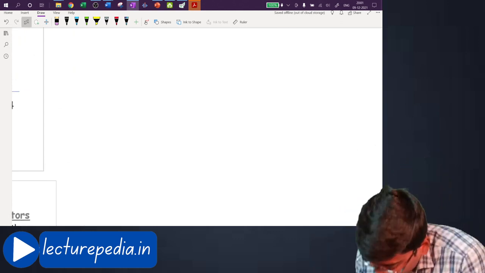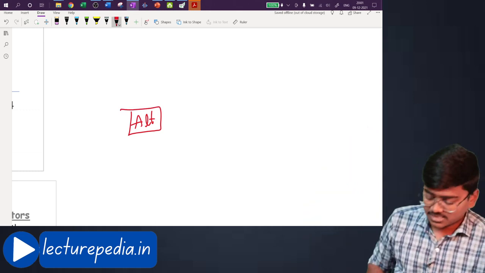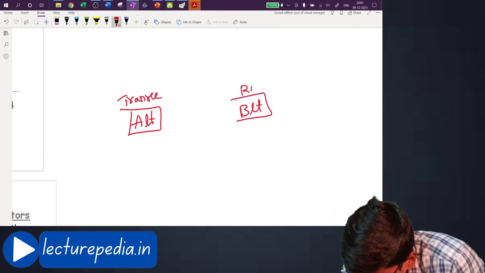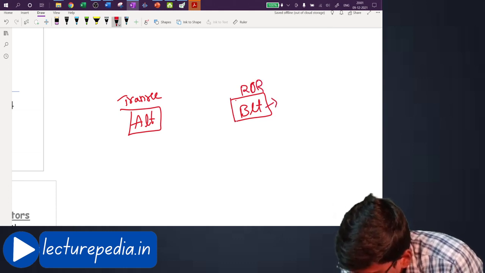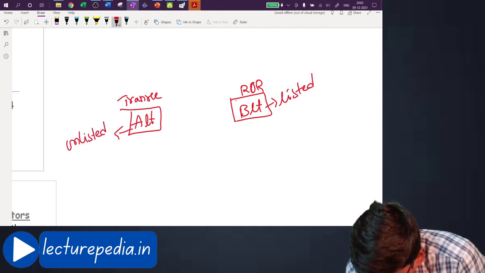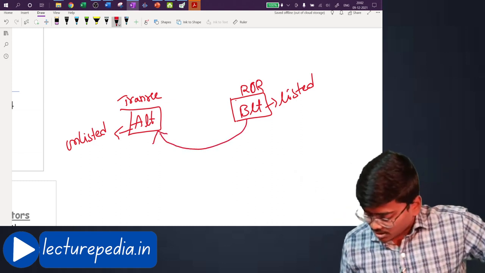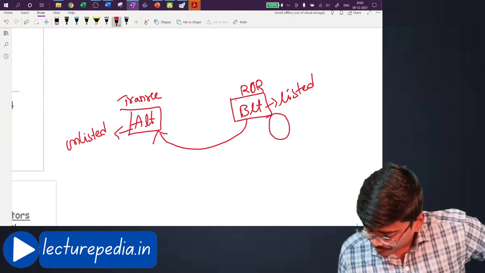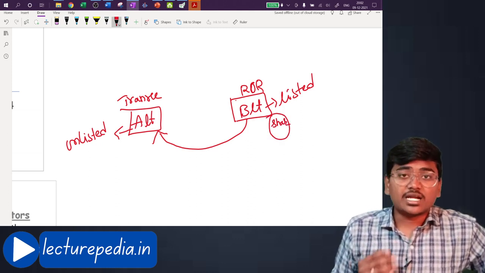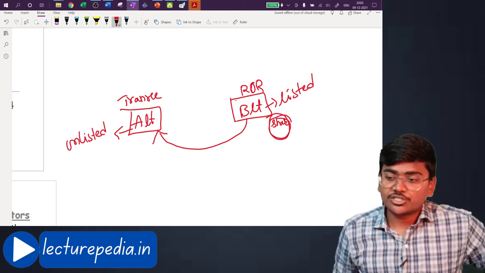Our A Limited, the same example which we have discussed earlier. A Limited is transferee company, B Limited is transferor company, but in this case B Limited is a listed company, and A Limited is an unlisted company. Now A Limited is taking over B Limited. In this case, let's say some of the shareholders of B Limited have not agreed with this amalgamation. Then our tribunal has to provide a way out to these shareholders, that is an exit option.